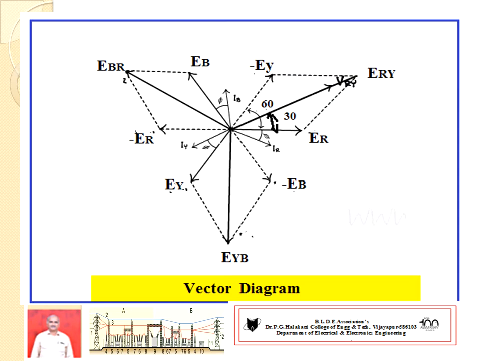And the phase angle between ER and minus EY is 60 degrees. Remember, the angle between ER and minus EY is 60 degrees. IR, IY, IB are the phase currents, which lag the respective phase voltages by phi. IR lags ER by an angle phi, IY lags EY by an angle phi. Similarly, IB lags EB by an angle phi.